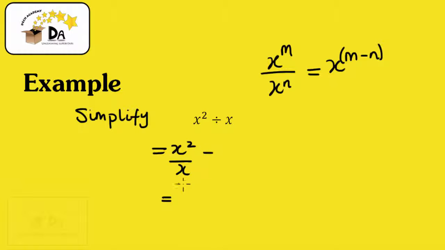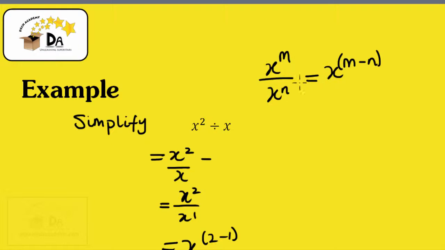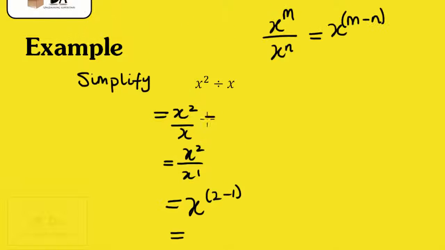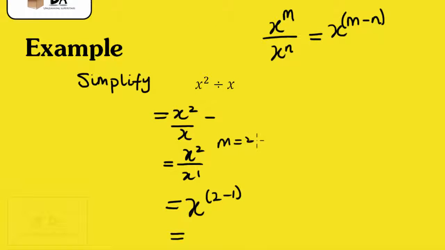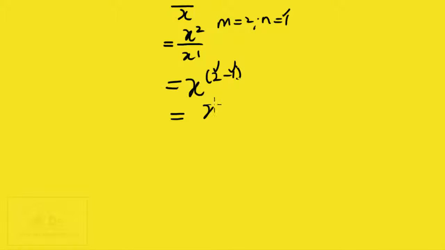So doing that gives x squared over x to the power of 1, which is equal to x^(2-1), just using that law. In this case, m is 2 and n is 1. So that's what we have here, x^m, in our case m is 2, and minus n, in our case n is 1. So we have x^(2-1), and 2 minus 1 is 1, which gives x, and that's it.